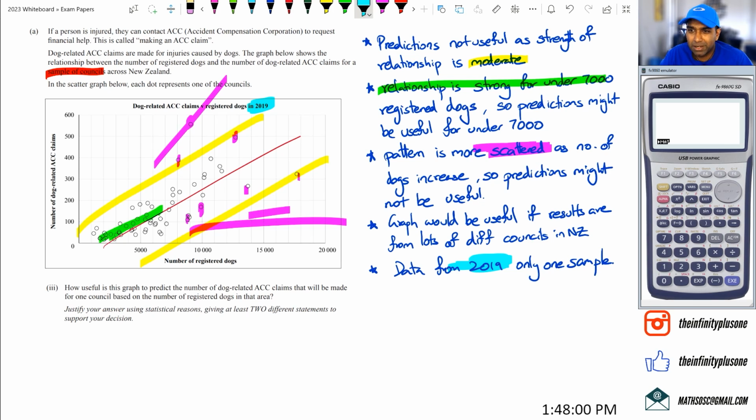So just keep in mind that if you do have data from different years, it might look something completely different. So grades wise, you're looking at one statement for achieved and then two statements for merit in this question. All right, let's go to the next question.